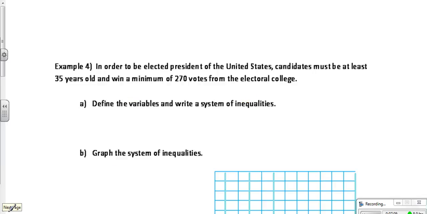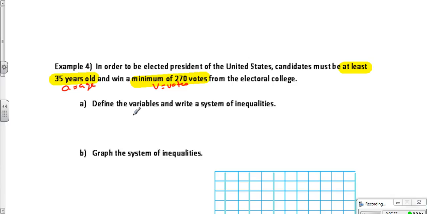So, in order to be elected President of the United States, candidates must be at least 35 years old and win a minimum of 270 votes. So define the variables and write a system of equations. So let's go with A for age and V for votes.